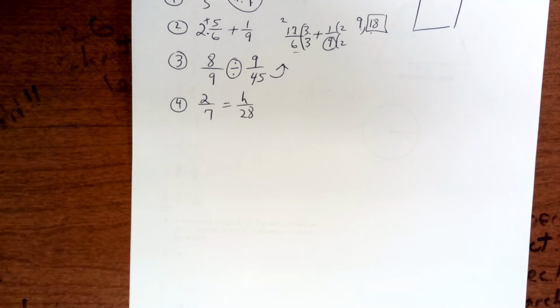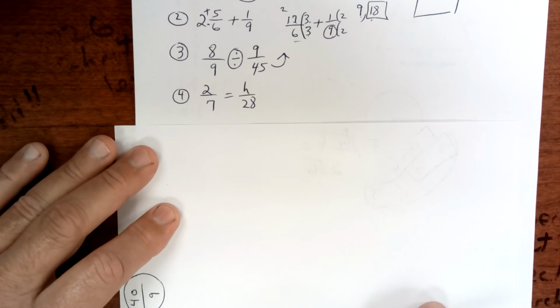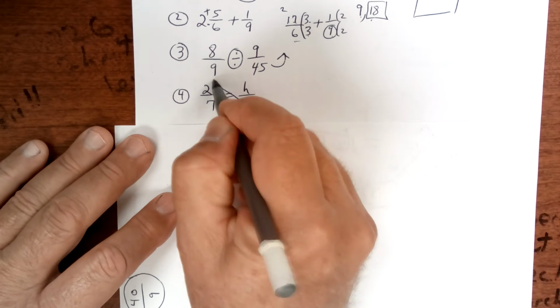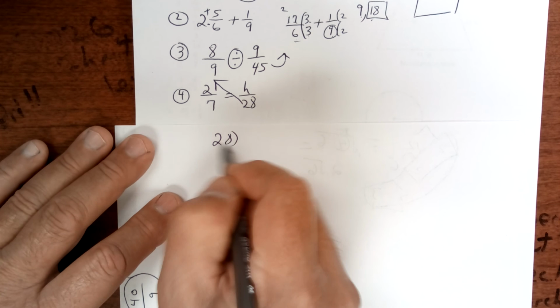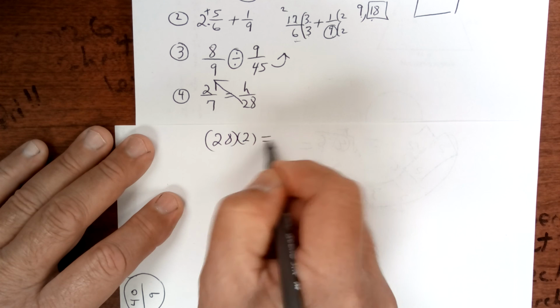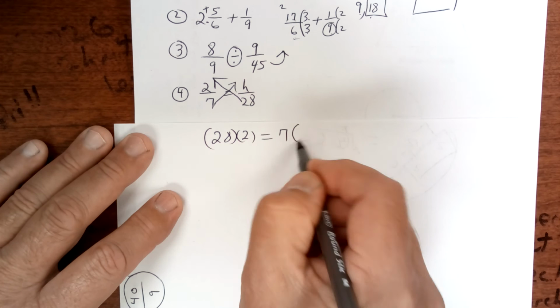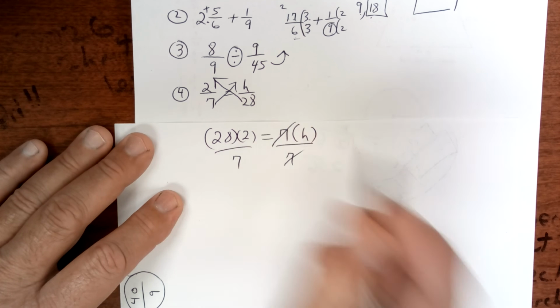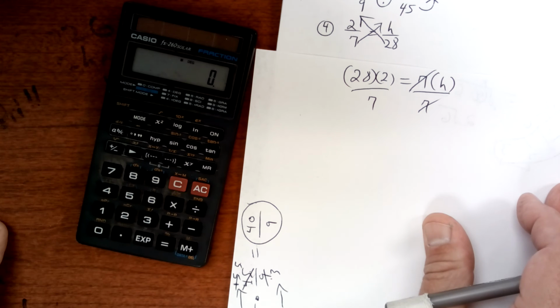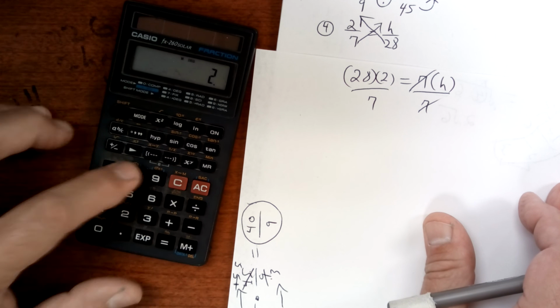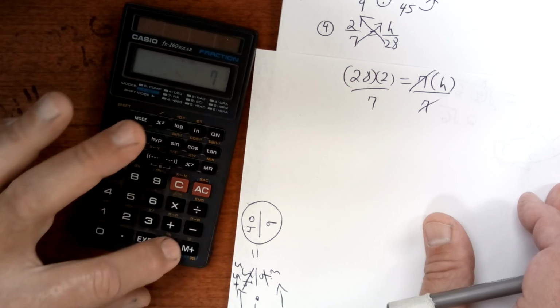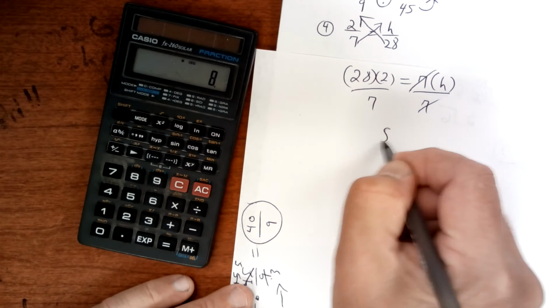Last one is a proportion. A lot of kids say, oh, do I cross multiply? When it's a proportion, yes. So it's going to be 28 times 2 equals 7 times x, or h. And we're going to divide by 7. So look at what we have. Clear the calculator out. 28 times 2, press equals, divided by 7, equals, I get 8. And you can check it, watch.